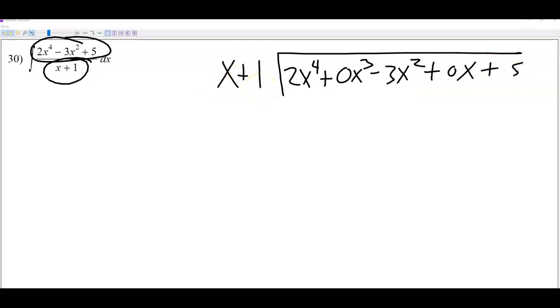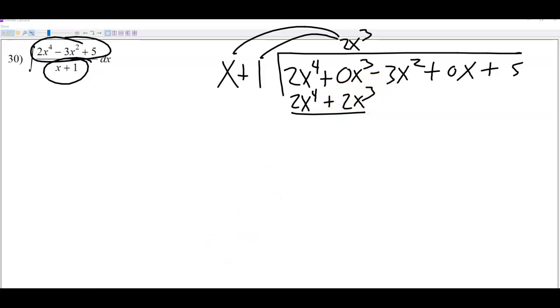And so basically what we do is we just ask ourselves, what do I multiply this by to get this? And we go ahead and put that on the top. So that's going to be 2x to the third. And then you multiply that times both of those and put your answer here. So that's going to be 2x to the fourth plus 2x cubed.